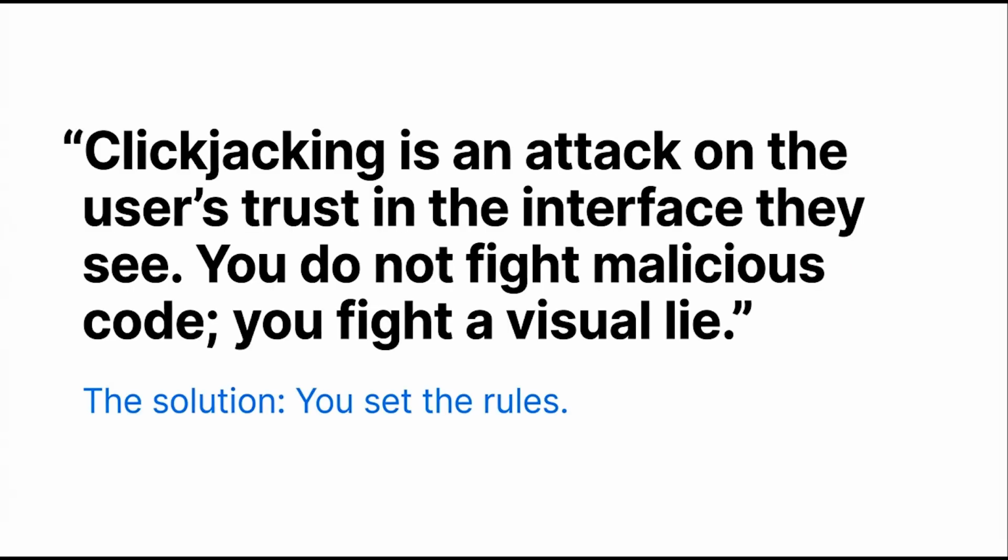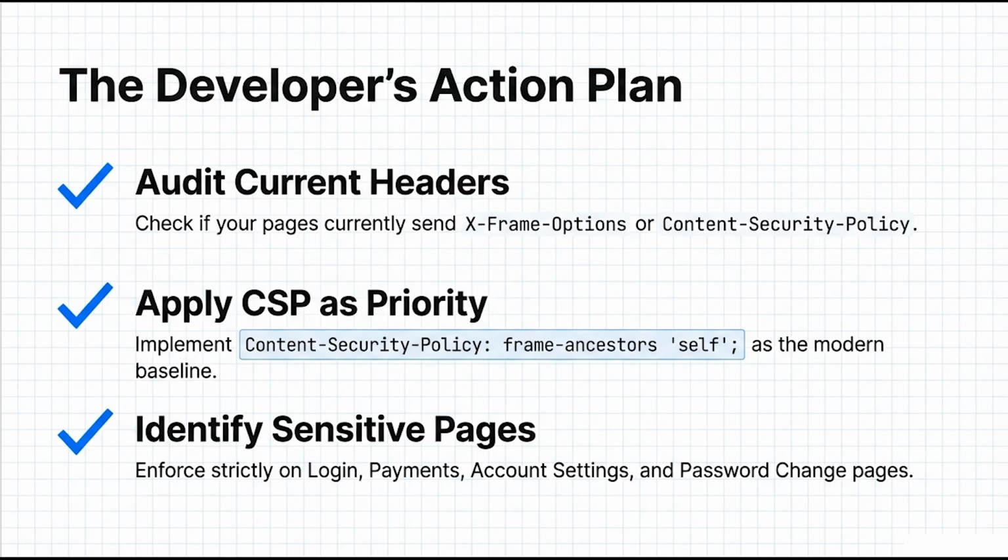To wrap things up, remember that clickjacking targets trust, not code. If you are a developer, here is your action plan. First, check your current headers using browser developer tools to see if your sensitive pages are sending X-Frame-Options or CSP. Second, implement CSP with frame-ancestors 'self' as your primary line of defense. Third, prioritize your sensitive pages, such as login screens, account settings, and payment gateways.